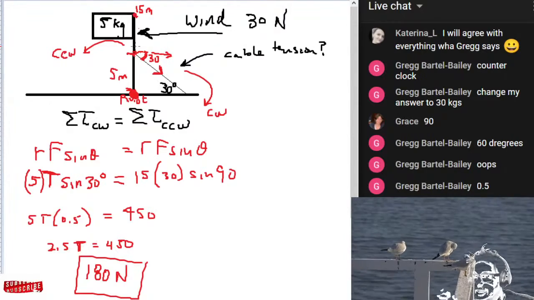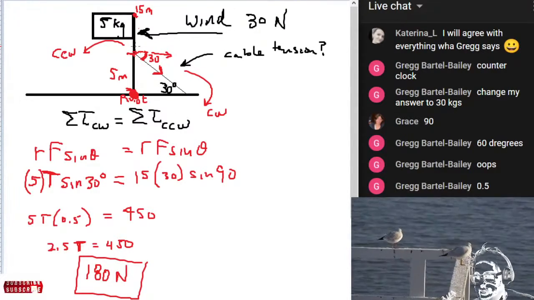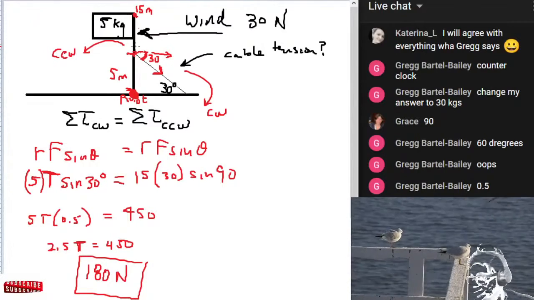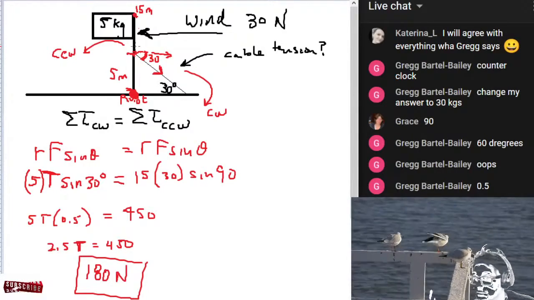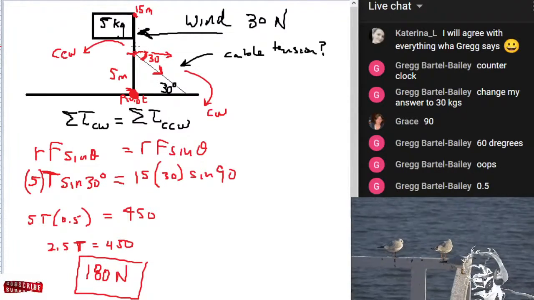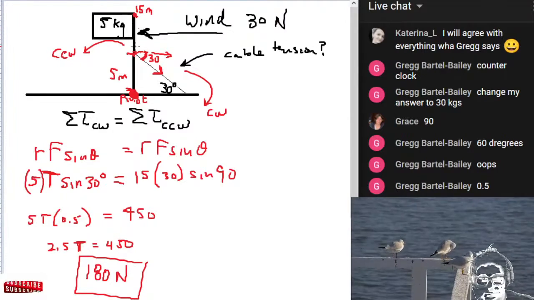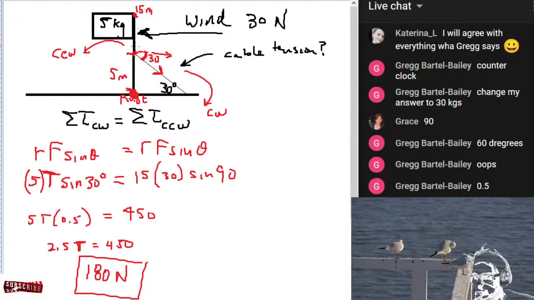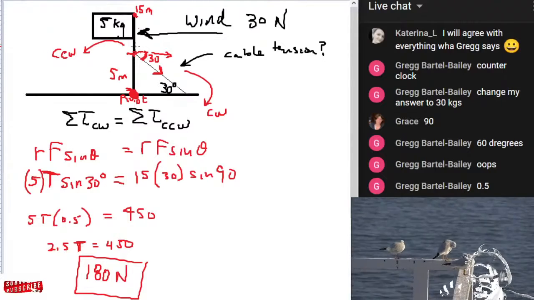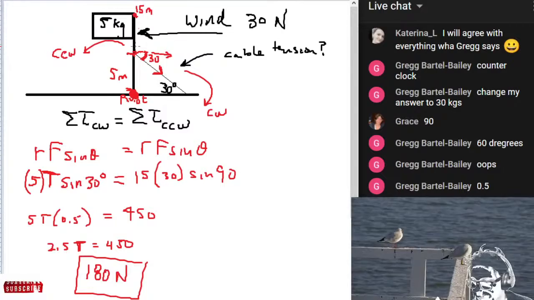So engineers design the thickness of the cable, the angle of the cable with the ground, and how far it is up the pole based on a bunch of other factors, wind and whatnot. So we can do one more problem that doesn't involve a static situation. These have both been static problems because nothing is rotating. There's no angular acceleration.